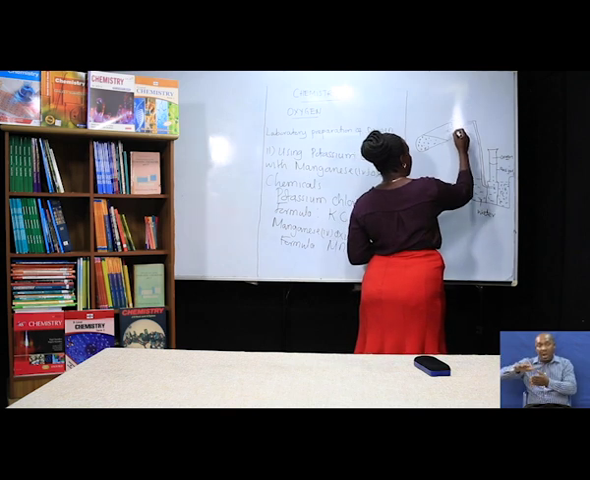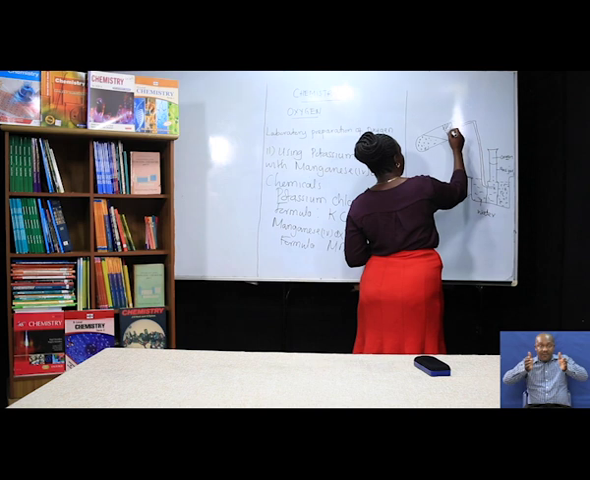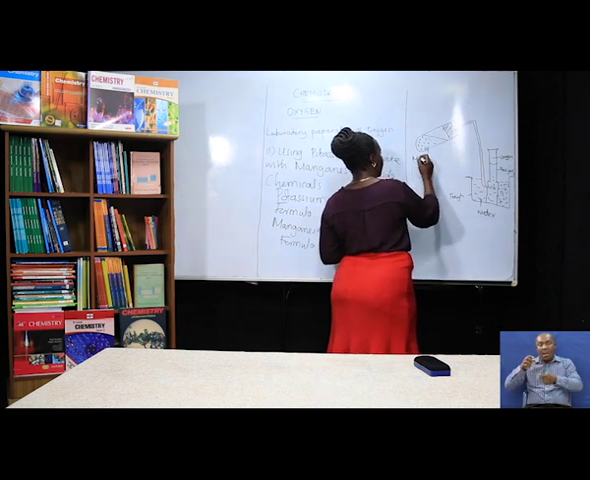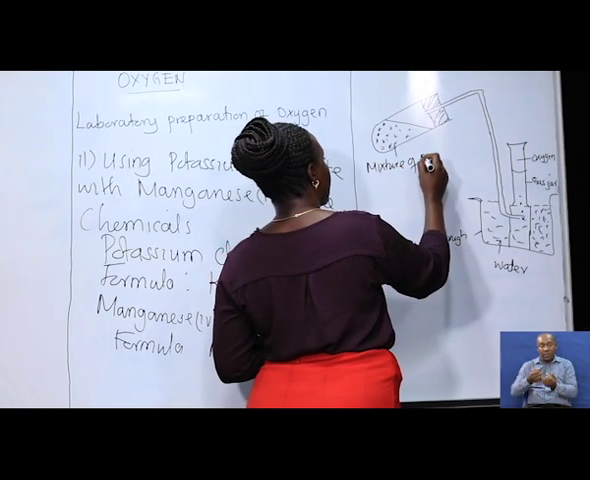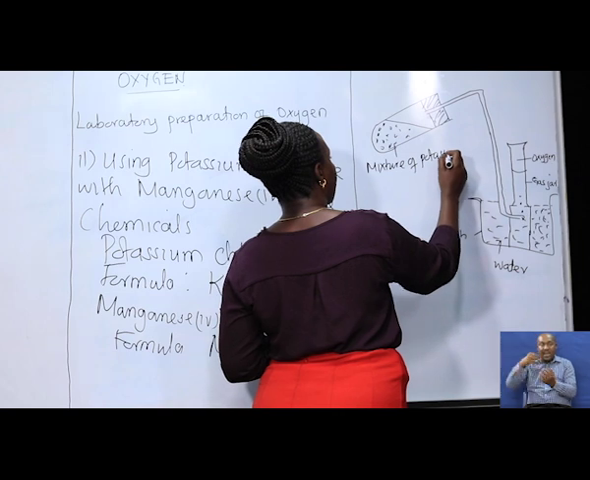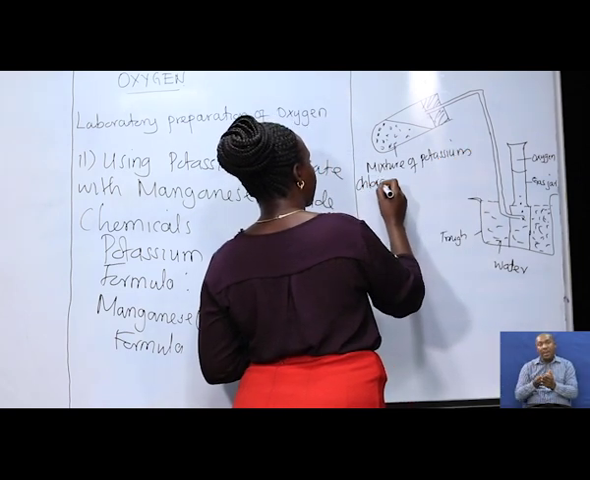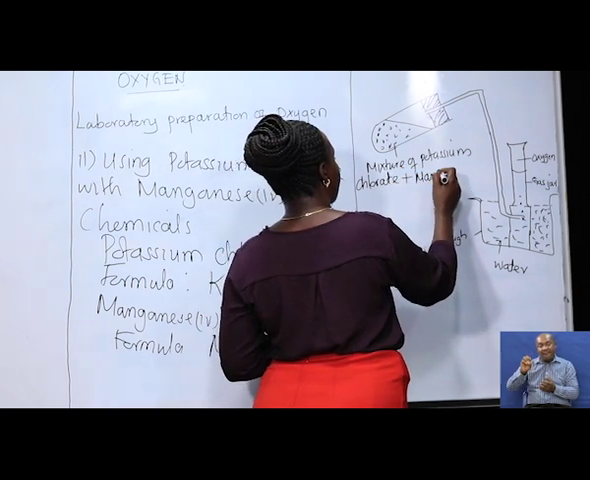Within the boiling tube, we insert a delivery tube. And then this is a mixture of potassium chlorate and manganese 4 oxide. They are mixed together.